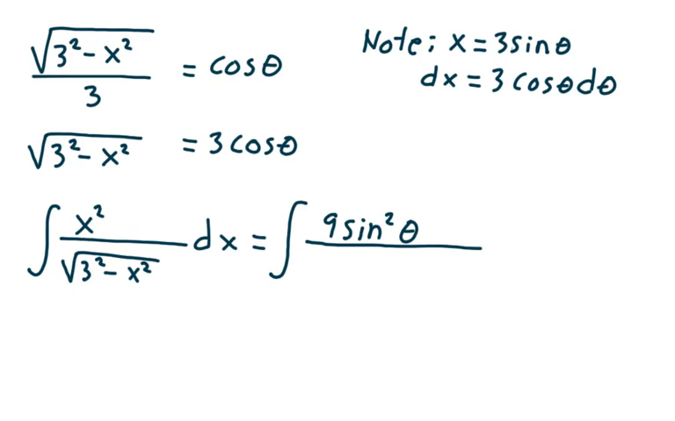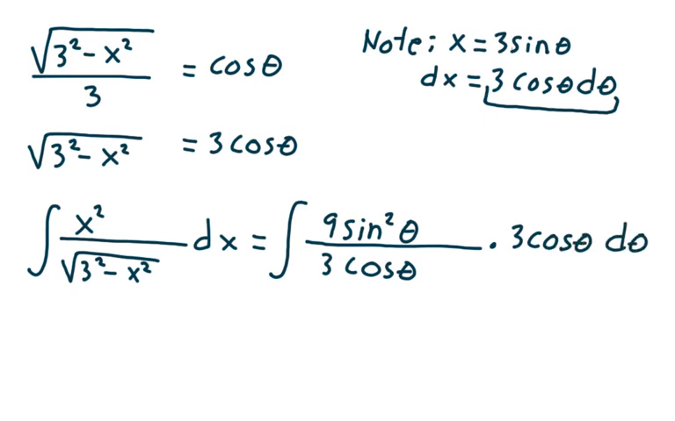And the square root of 3 squared minus x squared is 3 cosine theta, so I'm going to divide by 3 cosine theta. And then dx is 3 cosine theta d theta, so I'm going to put that over here. I want you to notice that 3 cosine theta cancels out that 3 cosine theta. And I'm going to pull the 9 out in front of the integral. And so we end up with 9 times the integral of sine squared theta d theta.